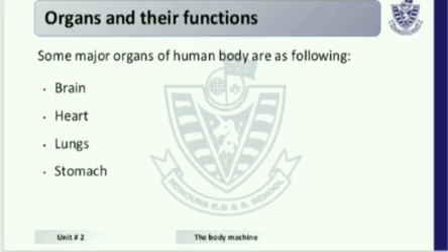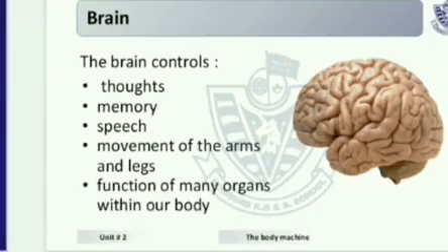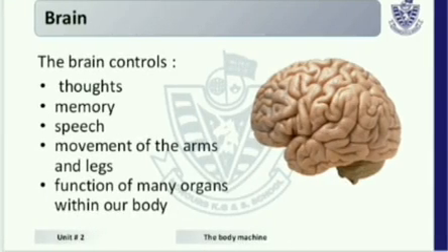Some major organs of human body are as following: brain, heart, lungs, stomach. Brain. The brain controls thought, memory, speech, movement of arms and legs, function of many organs within our body.